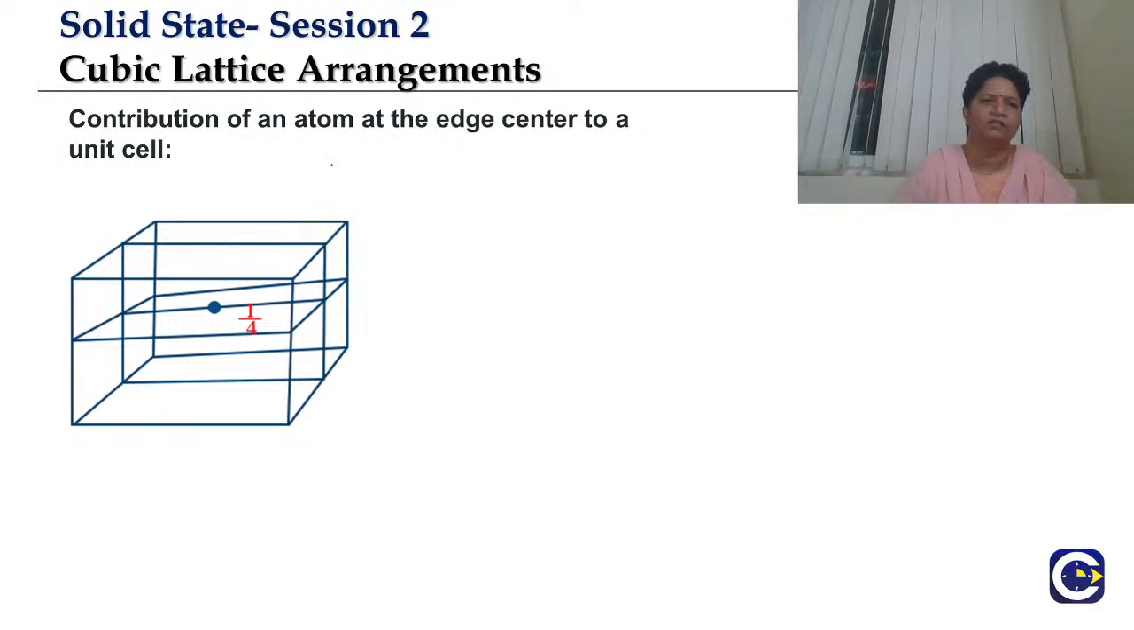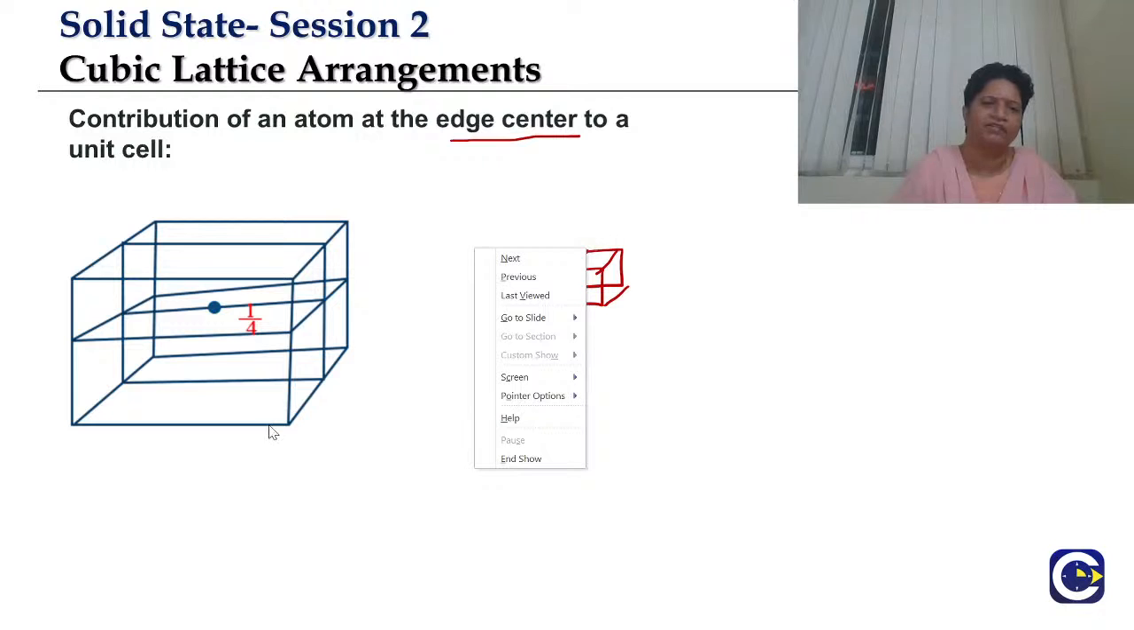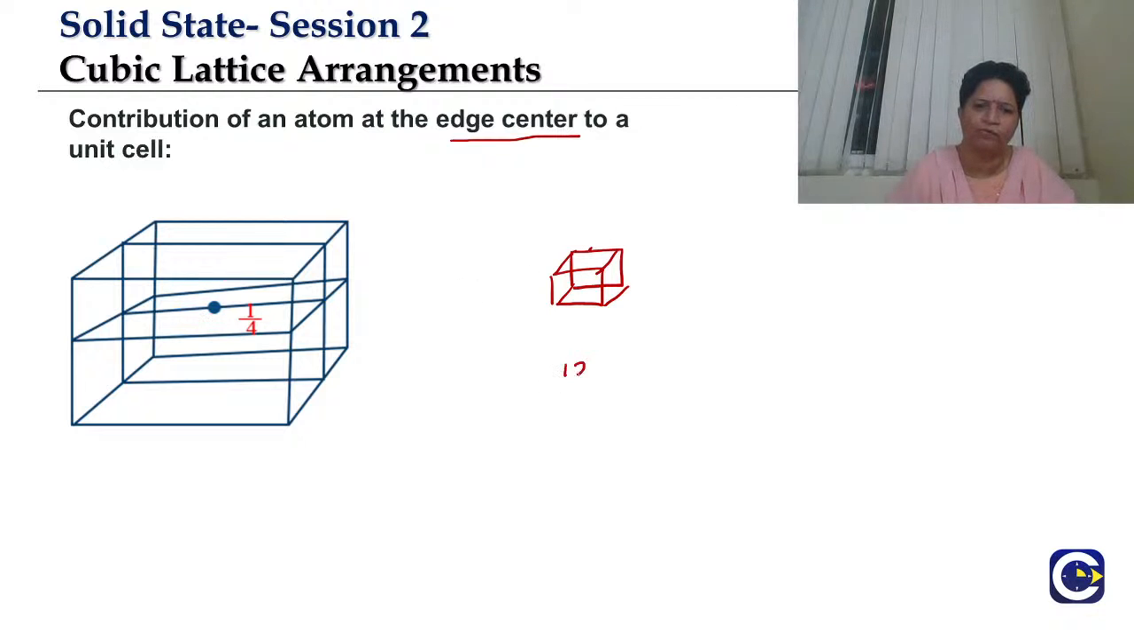Right. Let's go with what will be the contribution at an edge center. So if I go with a simple cube, again, this we call as an edge center. This we call as an edge center. How many edge centers will be there? There will be 12 edge centers present for a simple cube. The contribution per unit cell is 1/4. That's what has been shown here, which will make a total of 3 lattice points in case the lattice points are present at the edge centers.